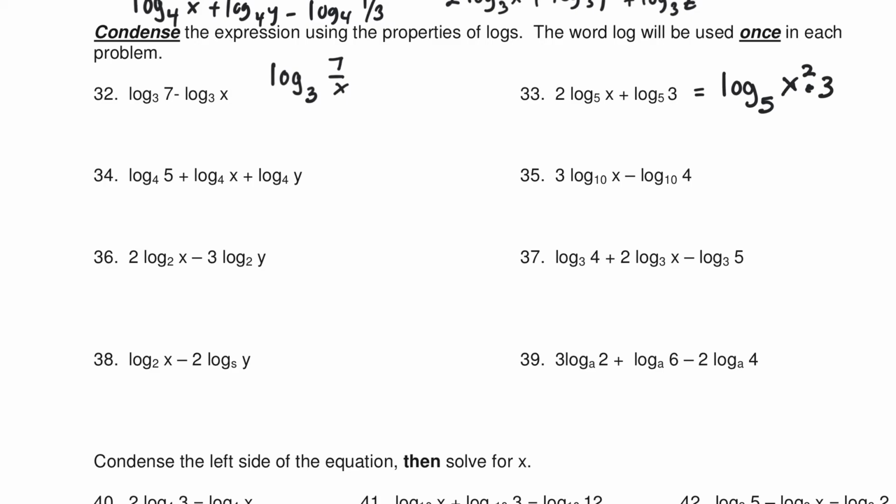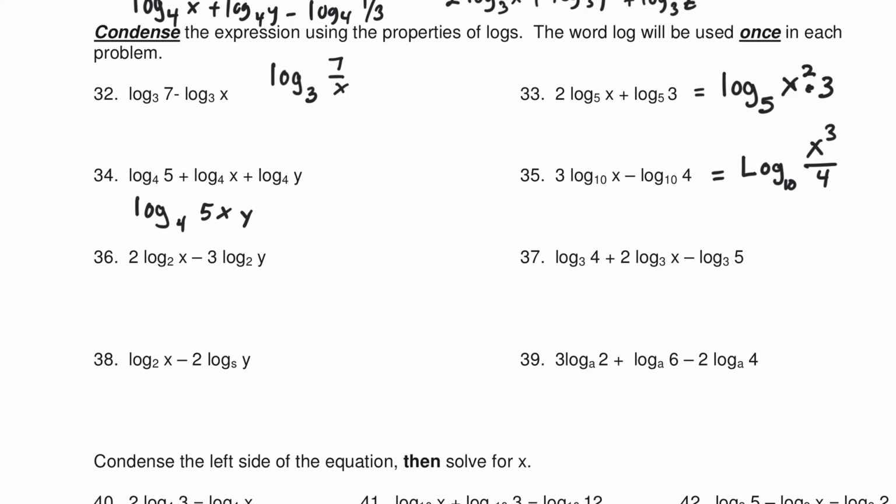34, you have a product of 5, x, and y. Since they're all the same base, you have log base 4, and then you have 5 times x times y. 35, you have the minus, so this will be a quotient, and that 3 can be written as an exponent, and it's a common log, so you can write log. You really don't have to write 10, but I'm going to do that since the person that did this worksheet wrote a 10. So you have x to the third power divided by 4.